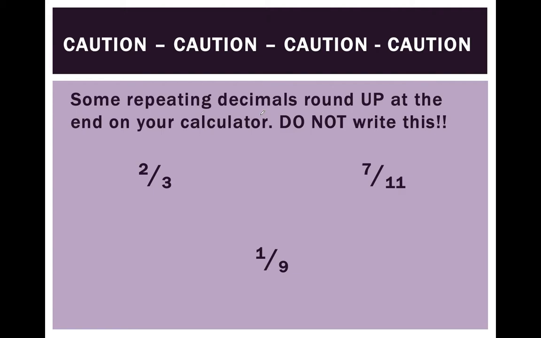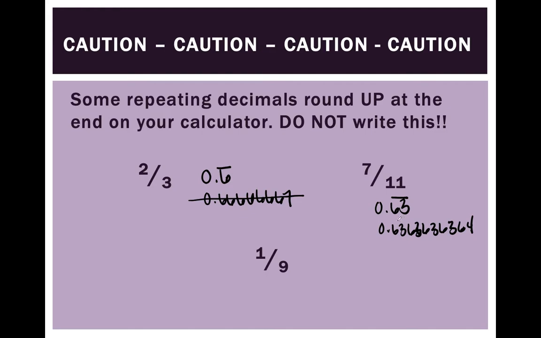Here are a few examples of some other decimals that will round up at the end, and you want to be very careful. So 2/3 is 0.6 repeating. You might see 0.6666666666667. Again, do not write it like that. There's 0.6 repeating. 7/11 is another one, it's 0.63 repeating. You might see 0.63636363634. Do not write all that out. That just rounds up at the end.